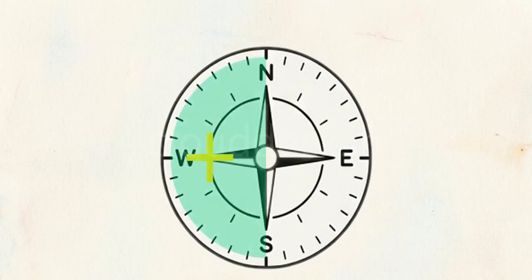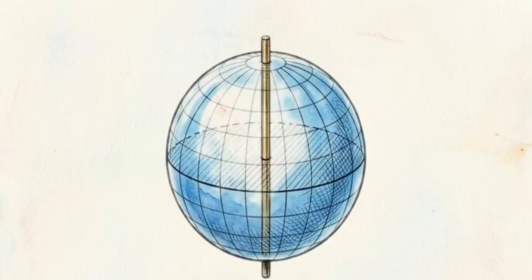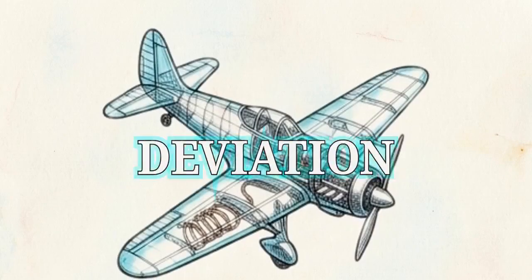True to compass goes down the chain. West is best, east is least. Variation comes from the Earth. Deviation comes from the aircraft.